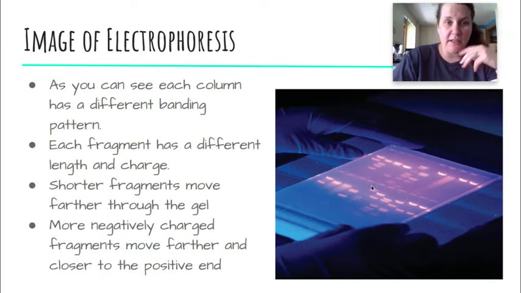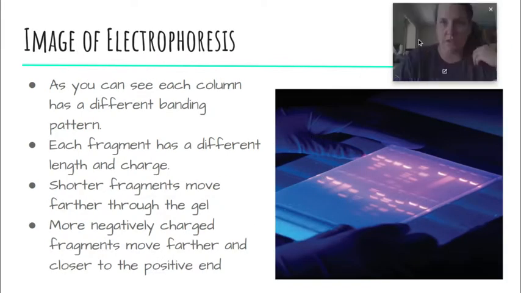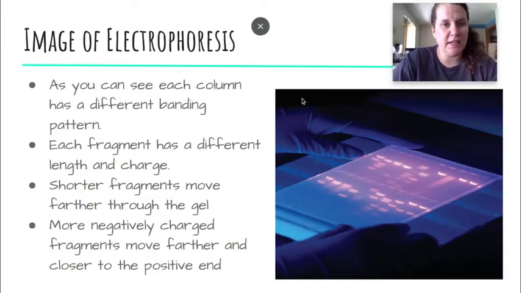Each fragment has a different length and charge. Shorter fragments, as we said before, will move farther. More negatively charged fragments will move farther, closer to the positive end. So then you could see here, if this was the sample that was found at the crime scene, then they're going to compare all of this evidence that they've collected to see if anything matches what is found at the crime scene. And we are going to stop there for now.